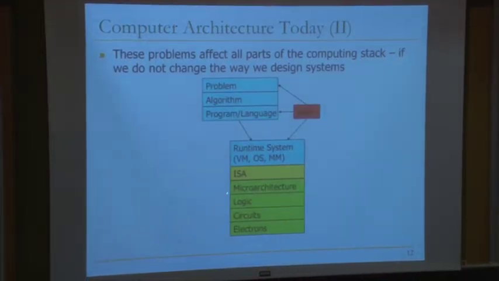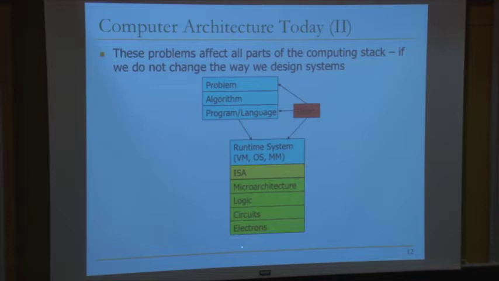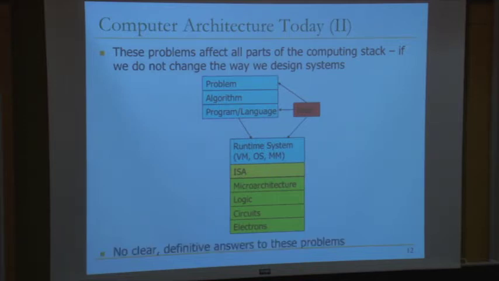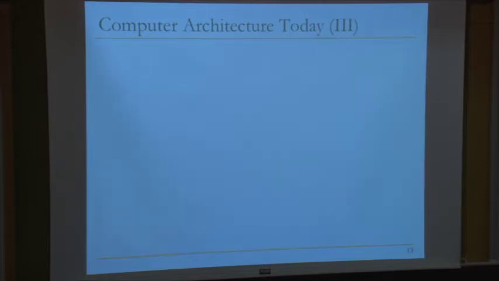So the reliability issues, for example, that are cropping up here could affect the runtime system. If there's a bit flip and you do not correct it at the hardware level, this gets exposed to the programmer. Now, is that a good idea? Probably not a good idea for the average programmer, but maybe it's OK to expose it to the system software. OK, so there are still no clear definitive answers to these problems.